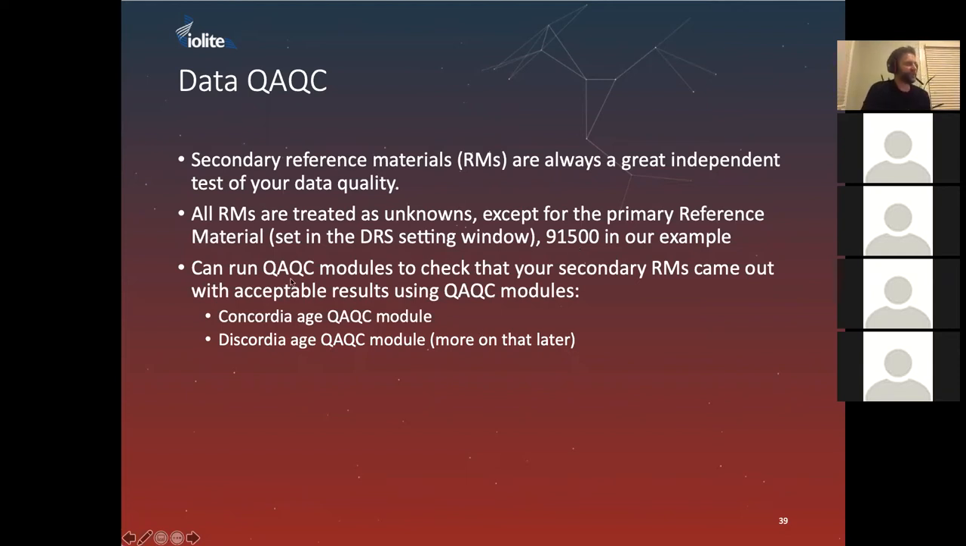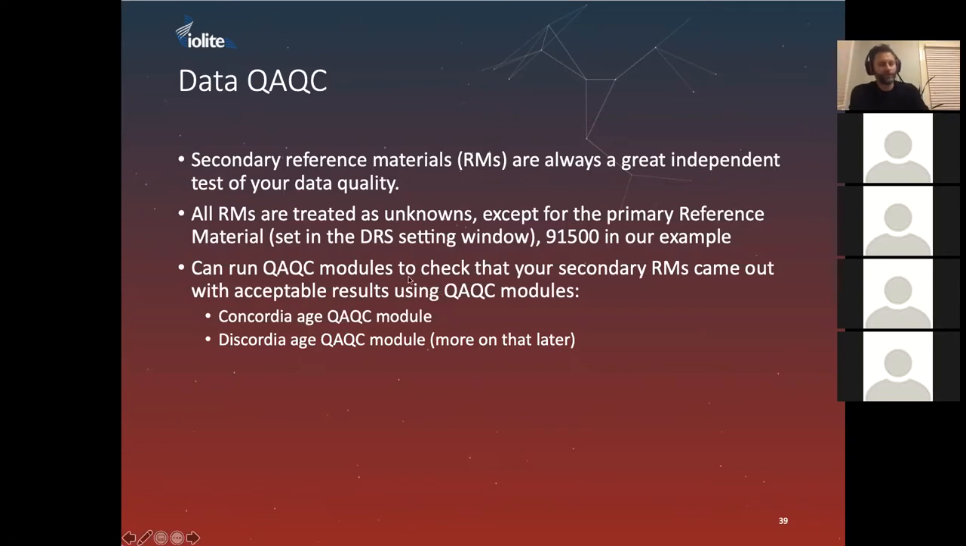And you can actually run the QAQC. So this means quality assurance and quality control. You can run these modules on your secondary reference materials to see how they came out. There are two modules at the moment: the Concordia Age QAQC module, which we'll be looking at in just a sec, and the Discordia Age QAQC module.